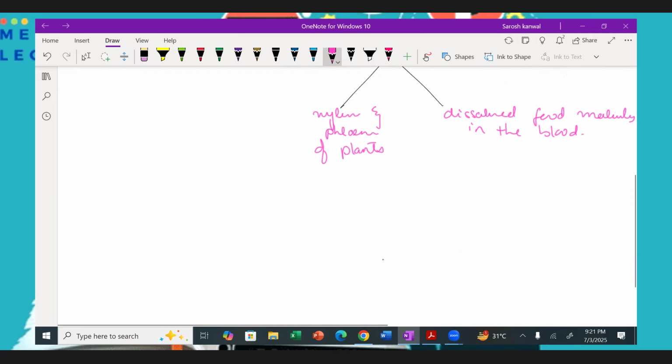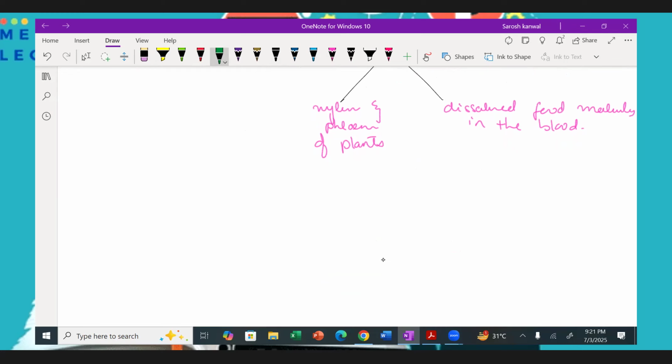And also in case of green plants, the water combines with CO2 to form glucose. That's the food for plants, right? Obviously, it uses sunlight as well. Is that clear, students? Yes, ma'am. Okay.